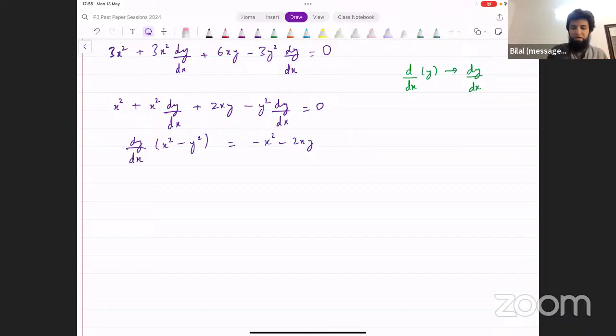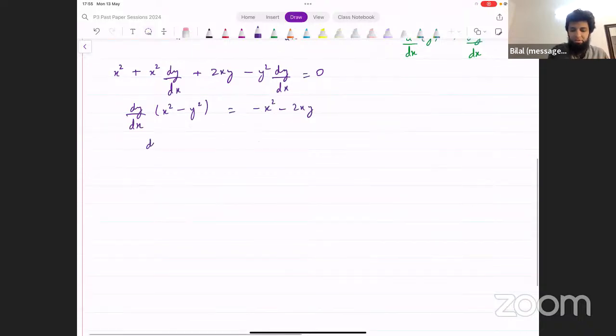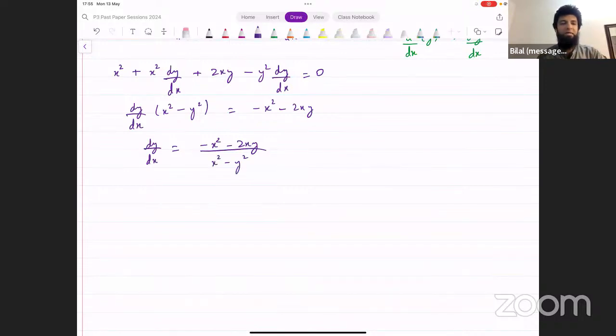And now you can just divide this thing on the other side, and that becomes dy over dx equals minus x squared minus 2xy divided by x squared minus y squared. And that is your derivative of y with respect to x. That is dy over dx. That's what we were looking for.